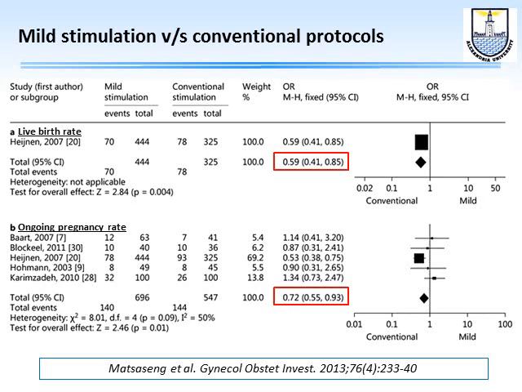Now, what is the difference between the mild stimulation protocol and the conventional protocol? As you can see here, the mild stimulation produces a lower live birth rate and ongoing pregnancy rate, at least in this meta-analysis by Matt.